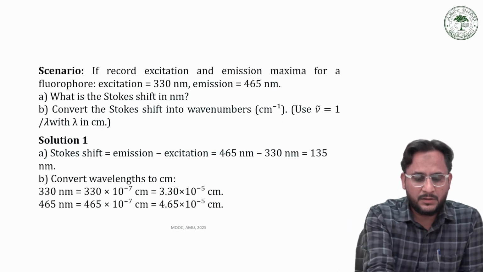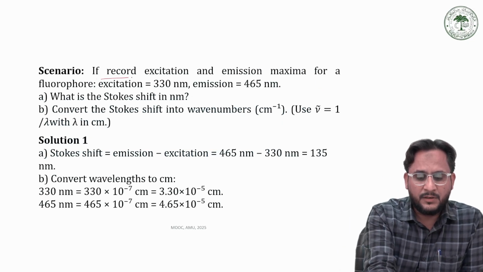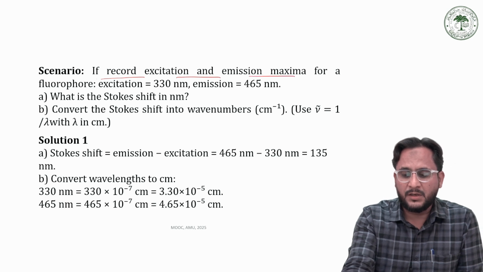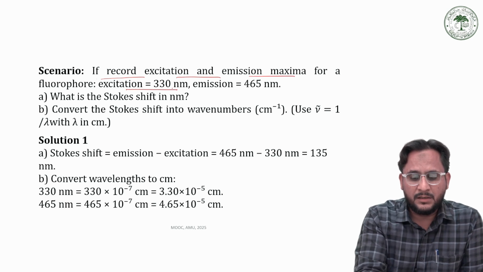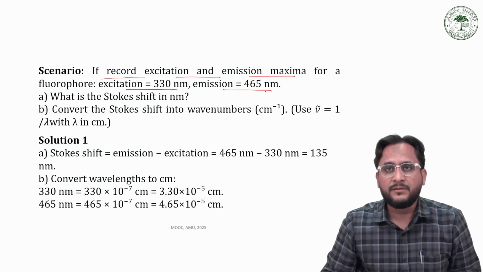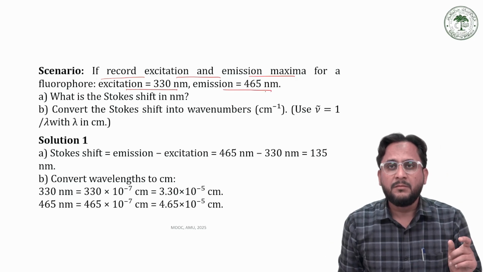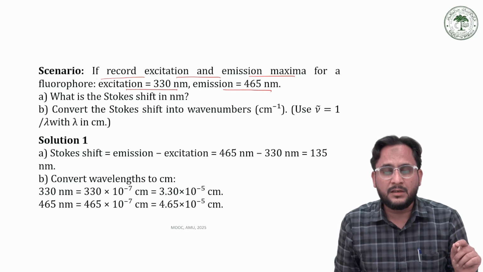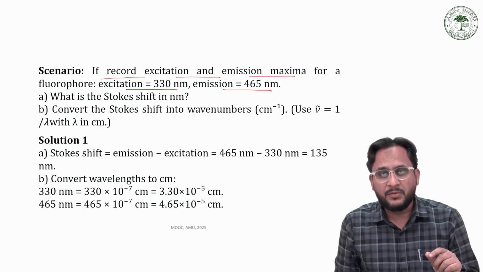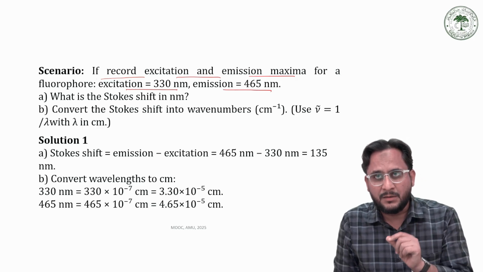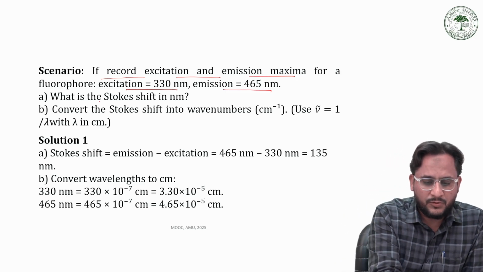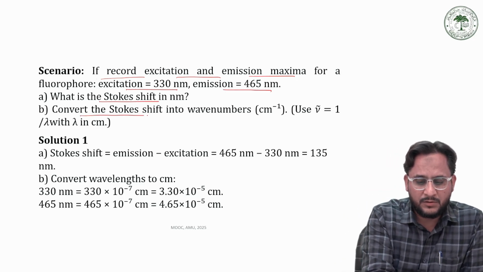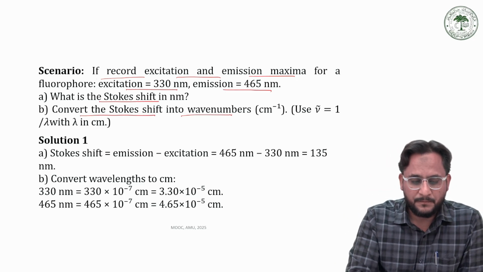Now we have another question. If we record an excitation and emission maxima for a fluorophore, meaning for a fluorescent sample, at 330 nanometers and 465 nanometers, there is a big difference: at 330 it is absorbing light causing excitation, and it is emitting light at 465 nanometers. What is the Stokes shift, and then convert the Stokes shift into wave number.